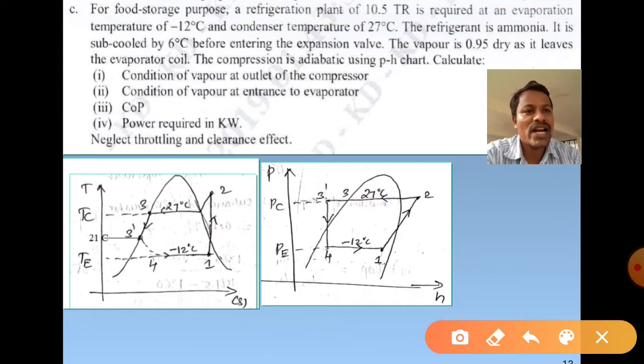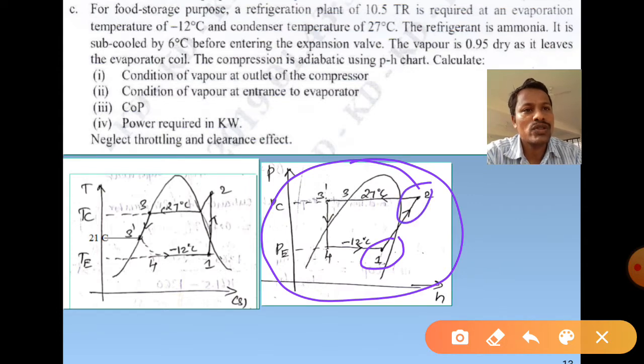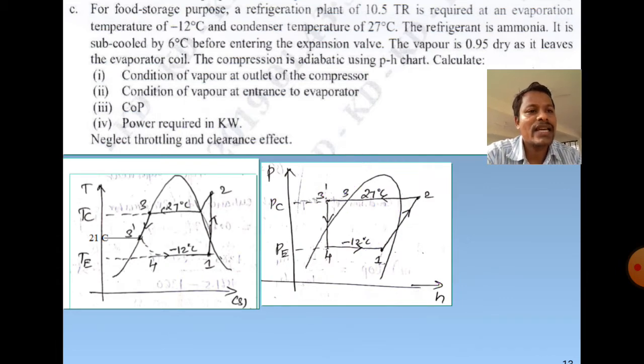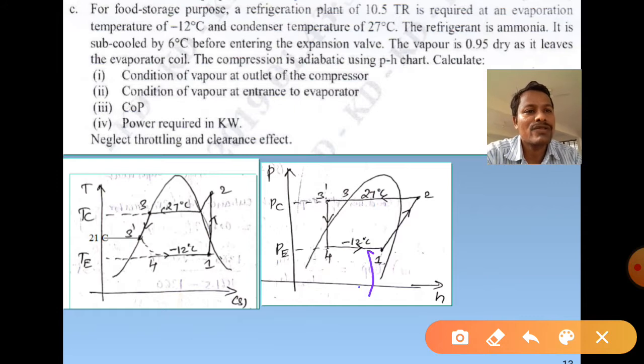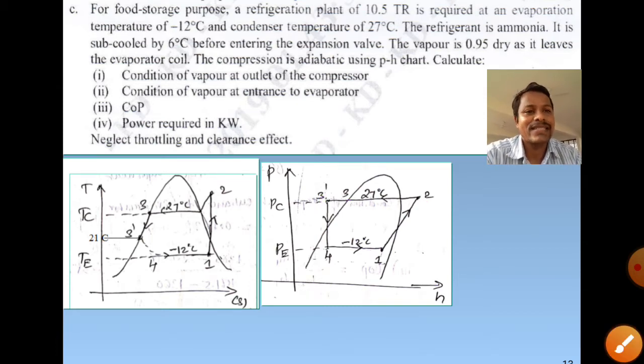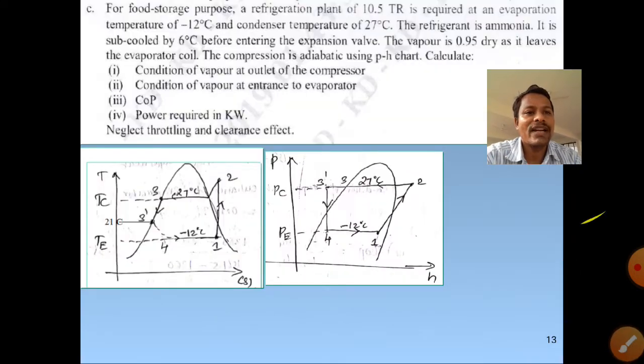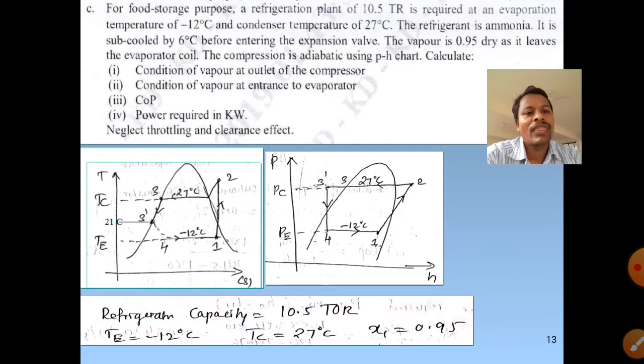On that chart we have to represent these points, that is state 1, state 2, state 3, 3 dash, then 4 in the same method that we discussed, and then we will obtain the enthalpy values. At point 1 I will get H1, here I will get H2, then H3 dash and H4 can be obtained on the x-axis. Now let us see how we will obtain all these points on the chart and we will solve this problem.